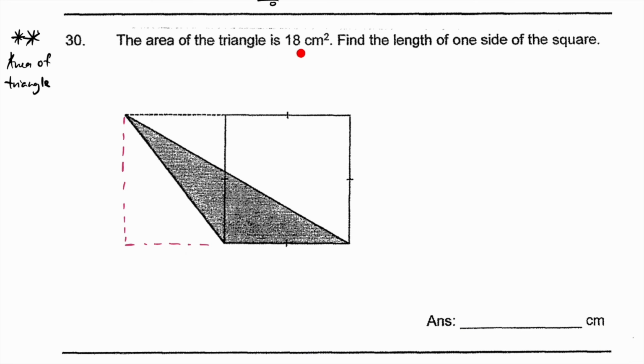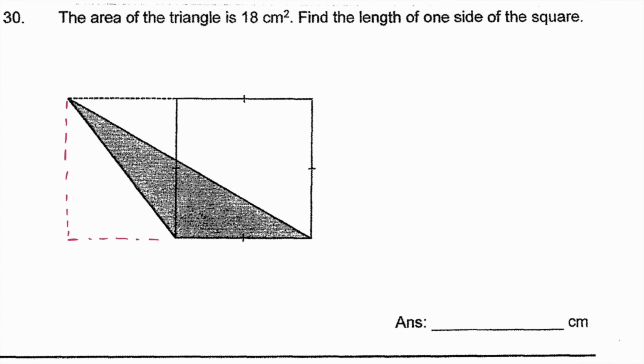So the area of the triangle is 18 square centimeters. Find the length of one side of the square. Well, how is this triangle constructed? Look at the base here. Well, this is one side of the square. Now, what's the height of this triangle? Let's draw this, which happens to also be one side of the square. So we know that we're going to take half times unknown side times unknown side. And the answer must be 18.